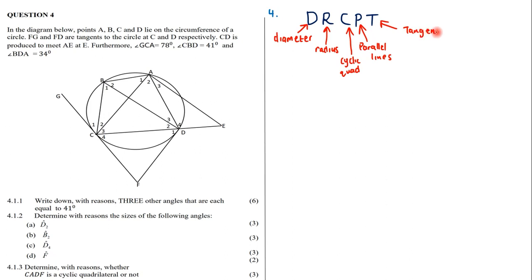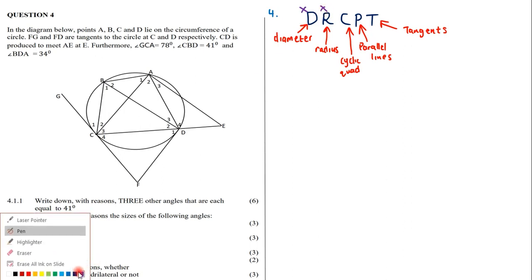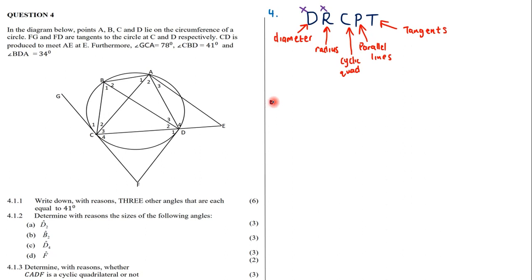With Euclidean geometry, one thing I can tell you for sure is that it has a lot of theory. So DRCPT helps you to dissect all of that. The first thing I ask myself is, do I see any diameter here? I do not see any diameter, and I was not told there was one, so this one is out. If there's no diameter, then there's no radius. Now, what about the cyclic quad? There is one here.